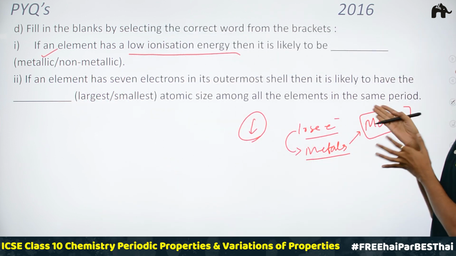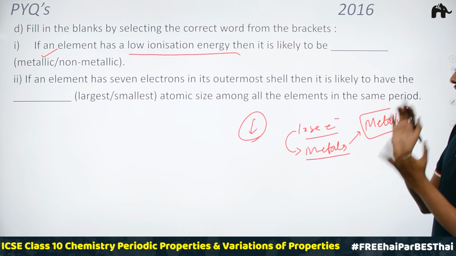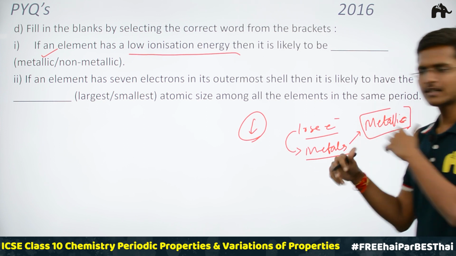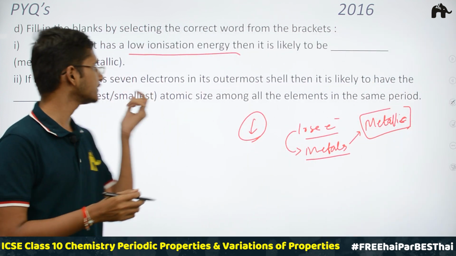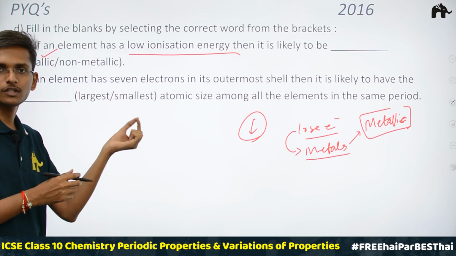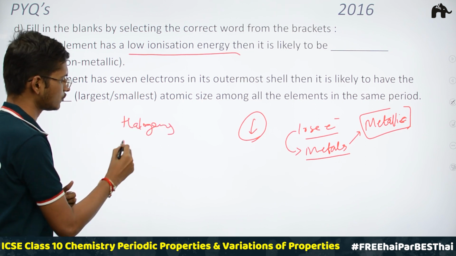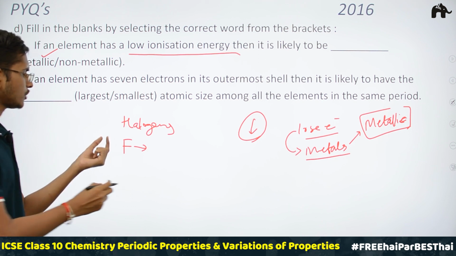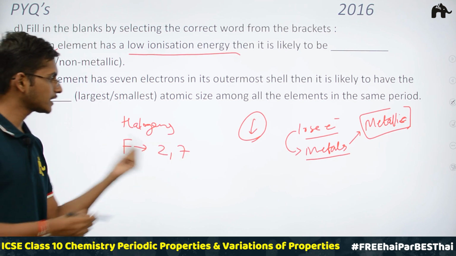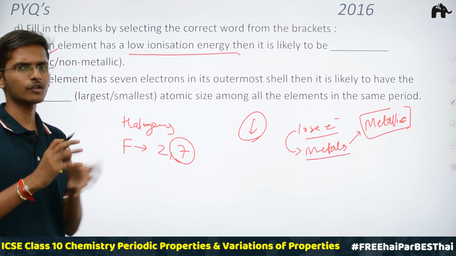Next, if an element has 7 electrons in its outermost shell, then it is likely to have the largest or smallest atomic size among all the elements in the same period. Let's now try to correlate. Which elements have 7 electrons in their outermost shell? We know halogens, right? Just try to figure this out by taking an electronic configuration. Fluorine 2,7. We know it has 7 electrons in its outermost shell. That's why it is badly craving for 1 electron. We have already studied these things.